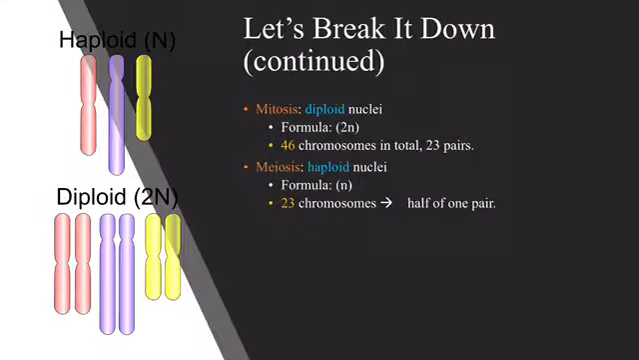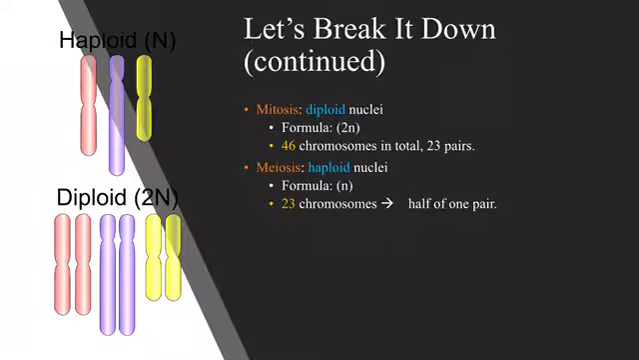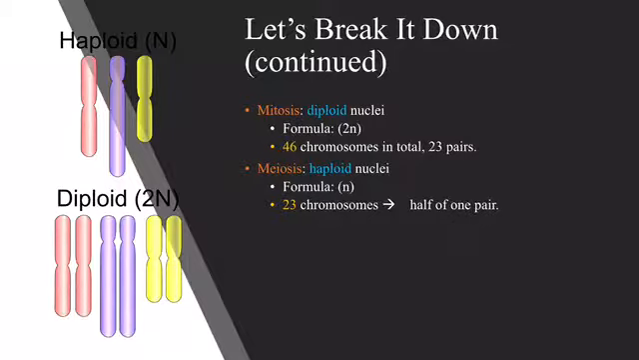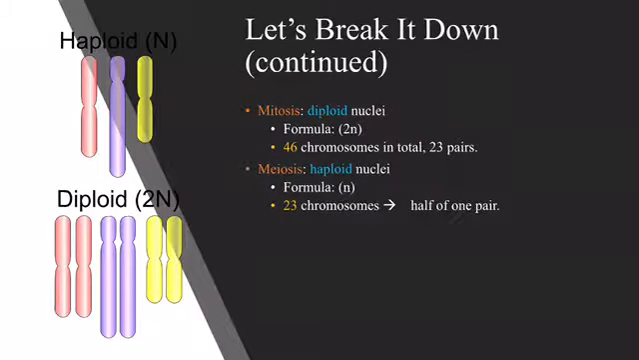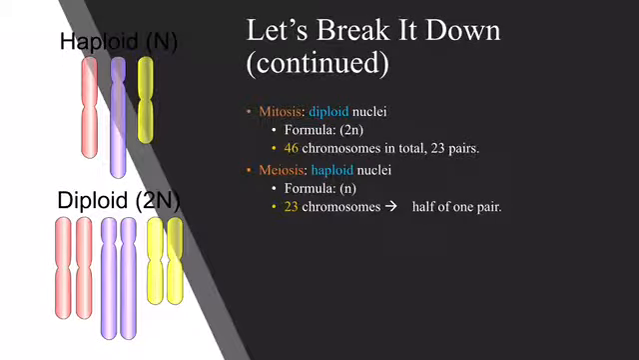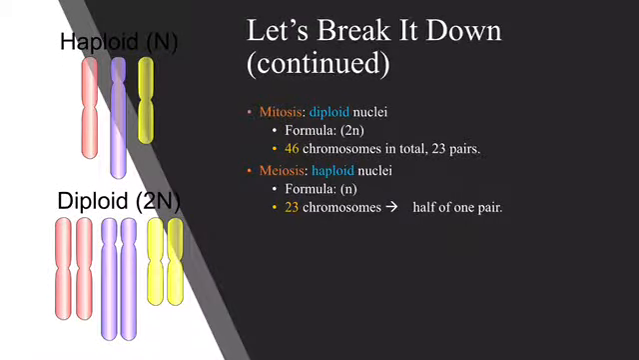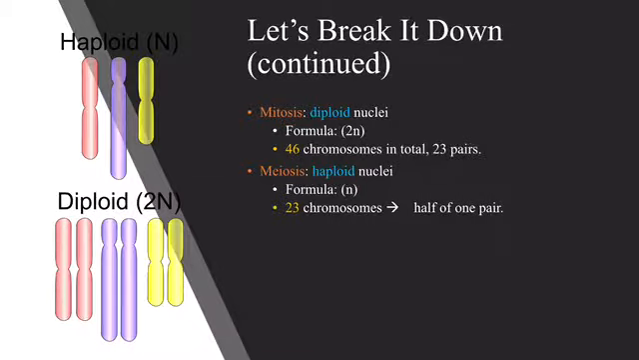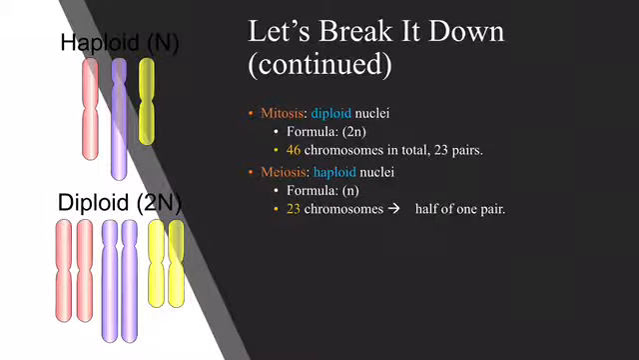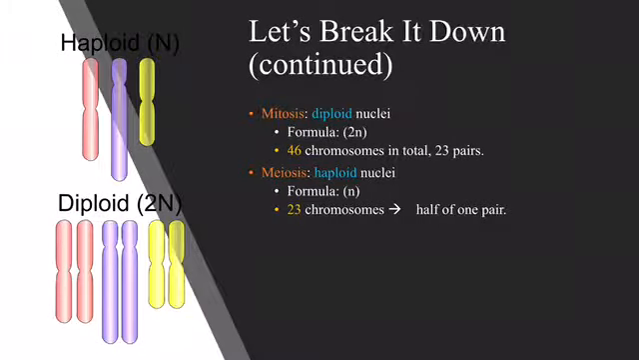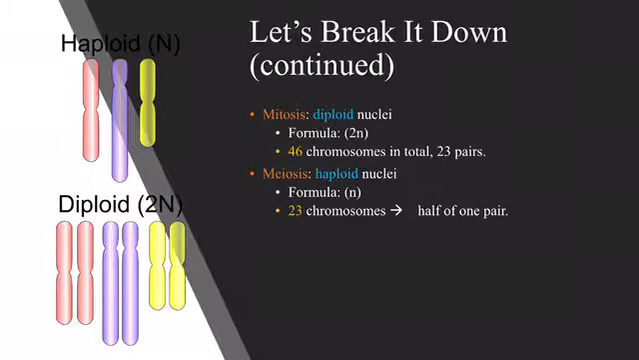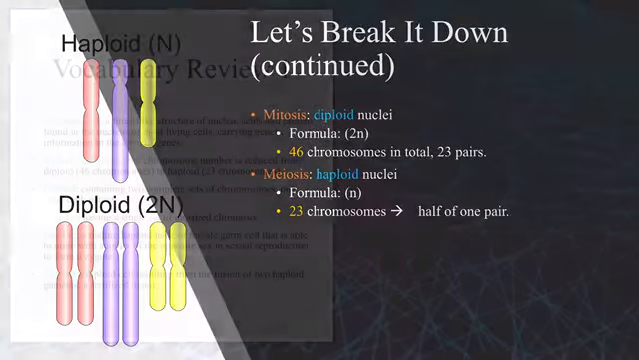Let's break it down a bit further, and we're going to look at meiosis and mitosis. So in mitosis, we have a diploid nucleus, and the formula used for this is 2N. And it results in 46 chromosomes in total, meaning 23 pairs. And in meiosis, it results in a haploid nucleus, and the formula followed for this is just N. So you have 23 chromosomes, which is half of one pair. It's important that you write this down, especially this part, into your notes and highlight key words.